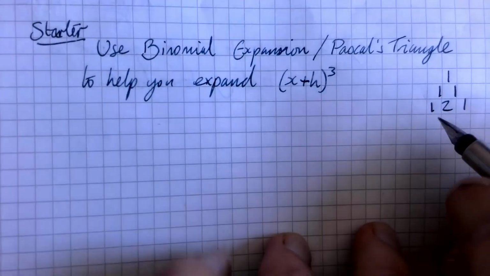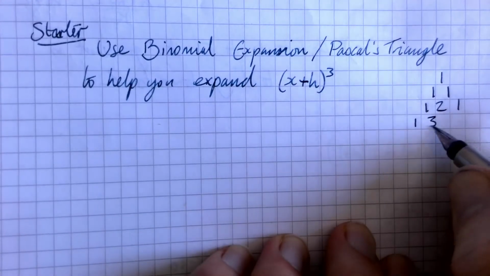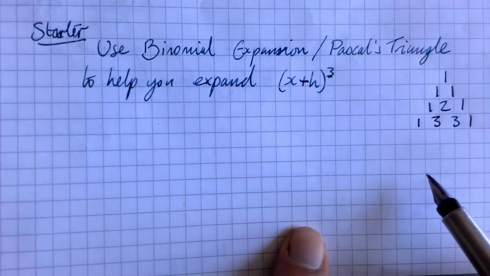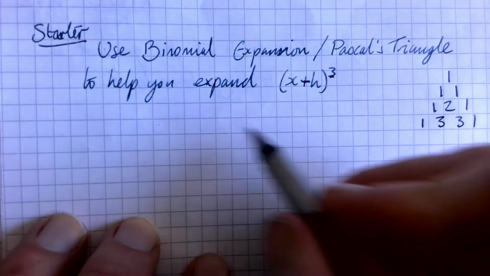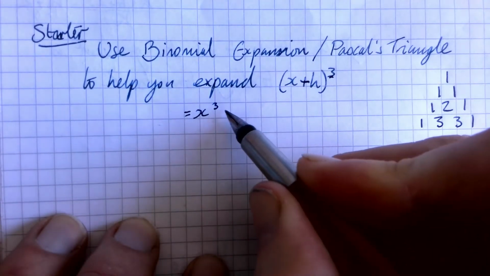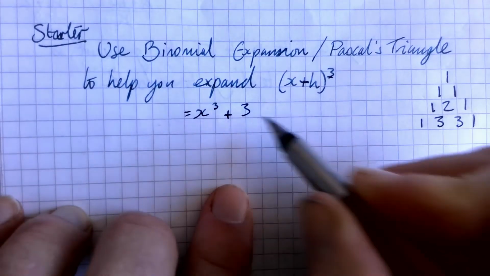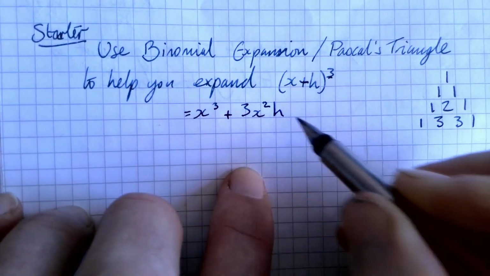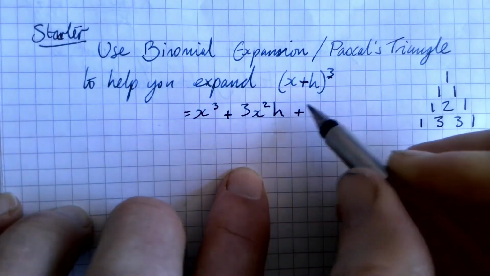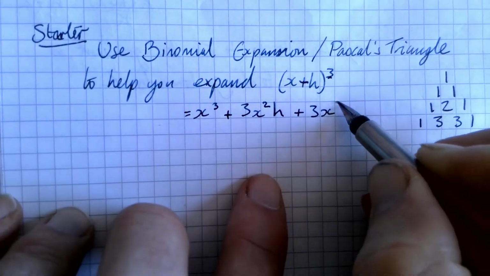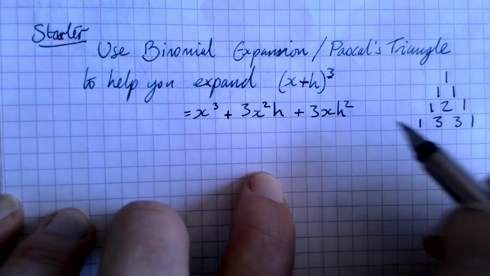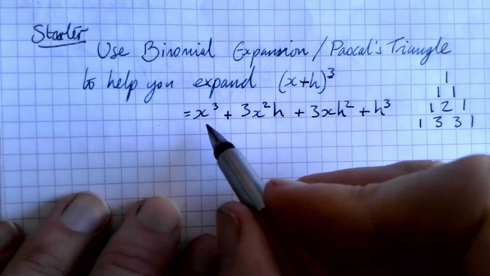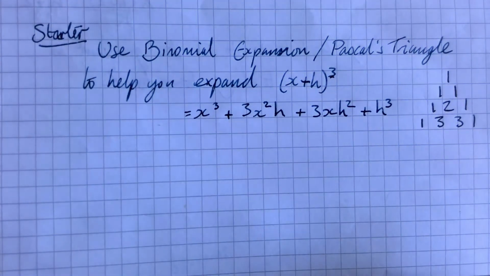So hopefully you put your extra line on here of 1 3 3 1, and when that's the power 3, this is the line that we want. So we're going to have x cubed plus 3 times x, drop one power from that and introduce the first power of h, and then it's 3 again, drop one power from the x's, add 1 to the h's, and then we just get the one lot of h cubed on the end, and that's the answer, and that's going to be important for what we do later on.